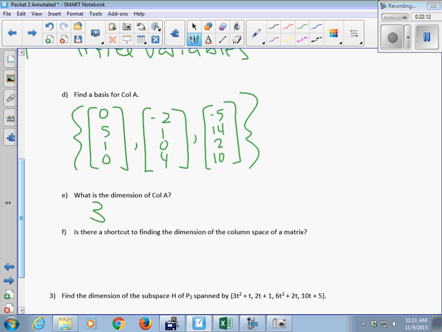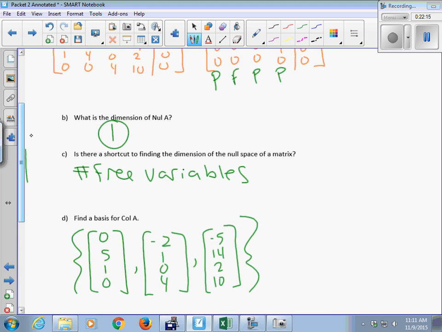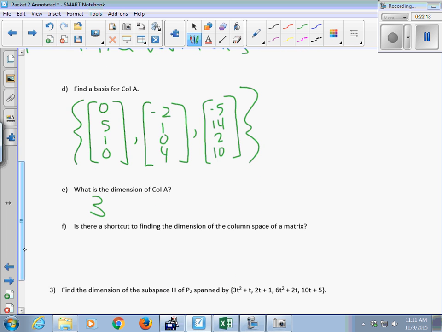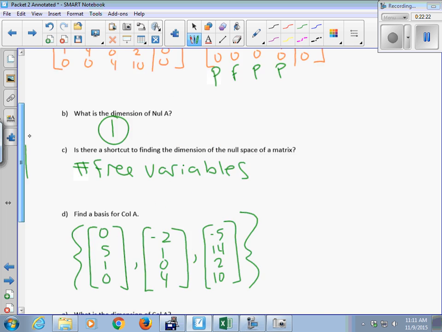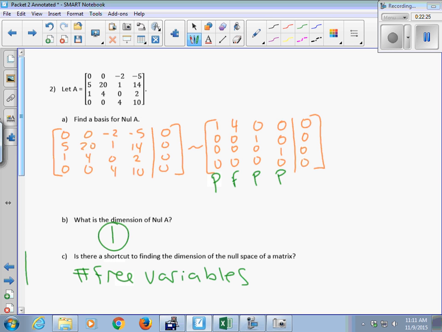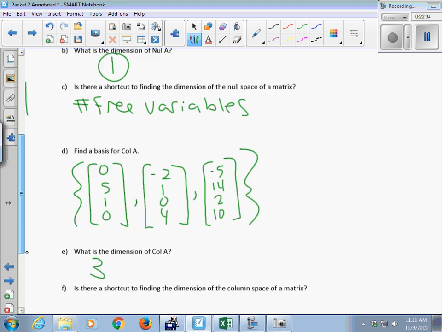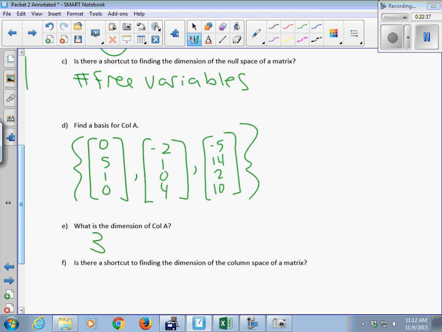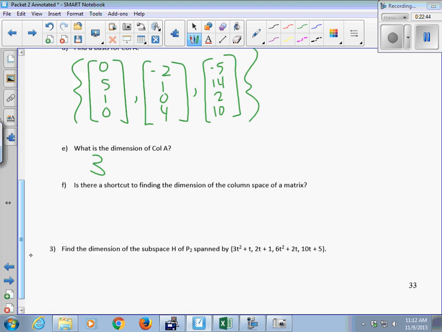Look, the dimension of the null space of A is 1. The dimension of the column space of A is 3. Adding them together gives you 4, which was the number of columns. Which kind of makes sense, right? Because the dimension of the null space of A is the number of free variables, and the dimension of the column space of A is the number of pivot columns. When you put them together, every column is either free or a pivot, so it equals the total number of columns. So once you find the dimension for the null space of A, you can automatically get the dimension for the column space of A.